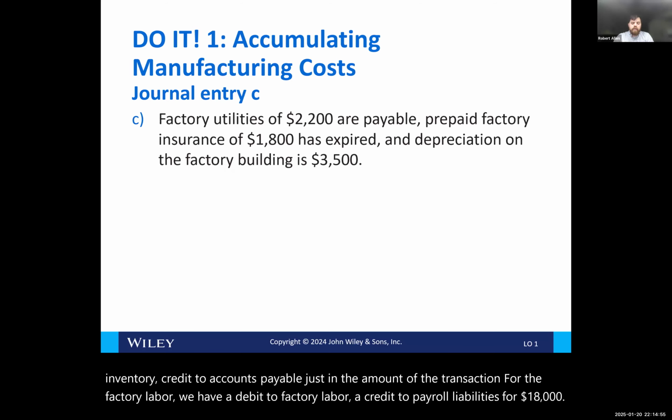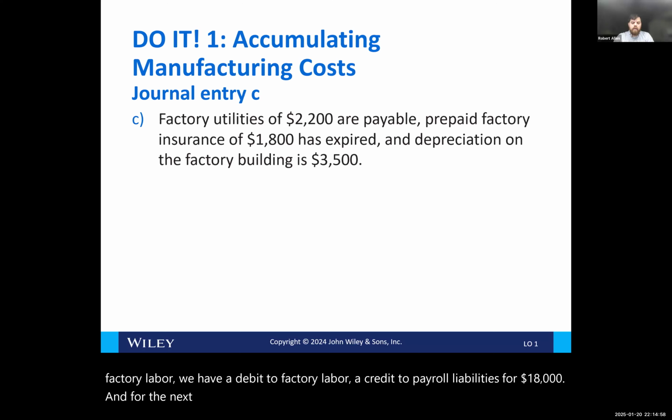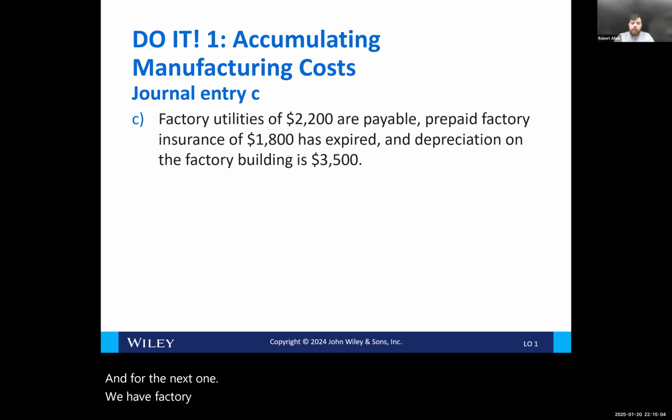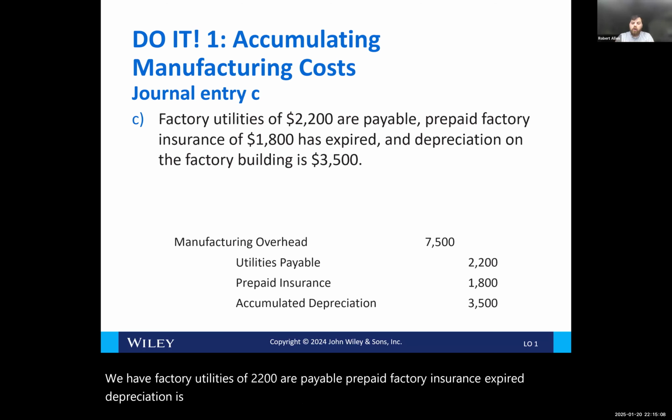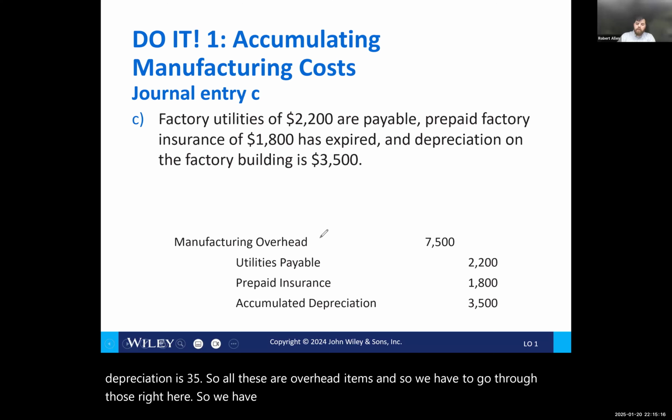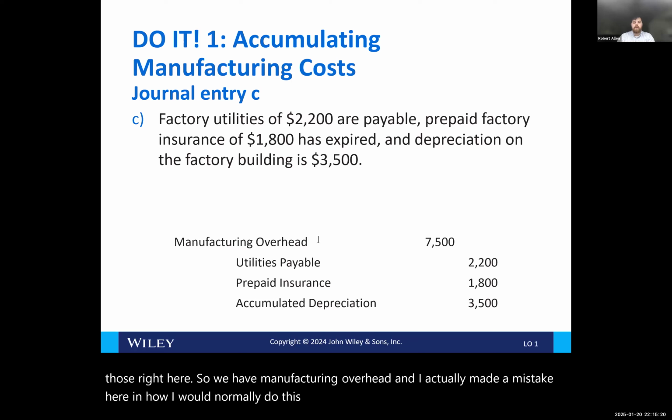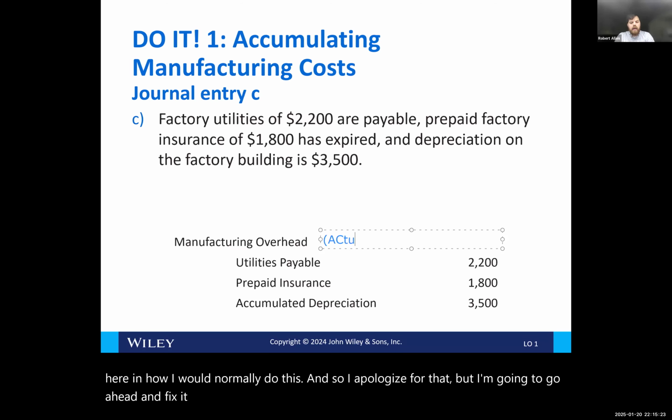And for the next one, we have factory utilities of $2,200 payable, prepaid factory insurance has expired, and depreciation is $35. So all these are overhead items, and we have to go through those right here. So we have manufacturing overhead, and I actually made a mistake here in how I would normally do this. I apologize for that, but I'm going to fix it right here and say this is actual manufacturing overhead.